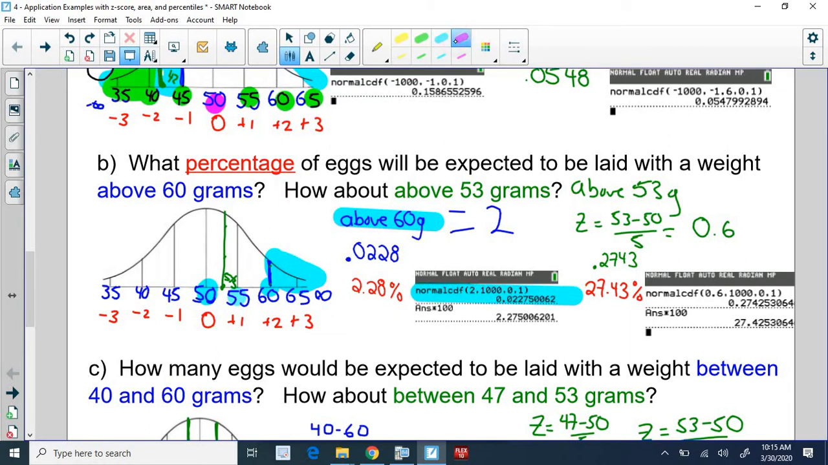But this one wants percentage. So at one's percentage, I have to simply move the decimal place over by multiplying by 100, so the percentage is 2.275%. So if I look at the next example in here, I have 53 grams.